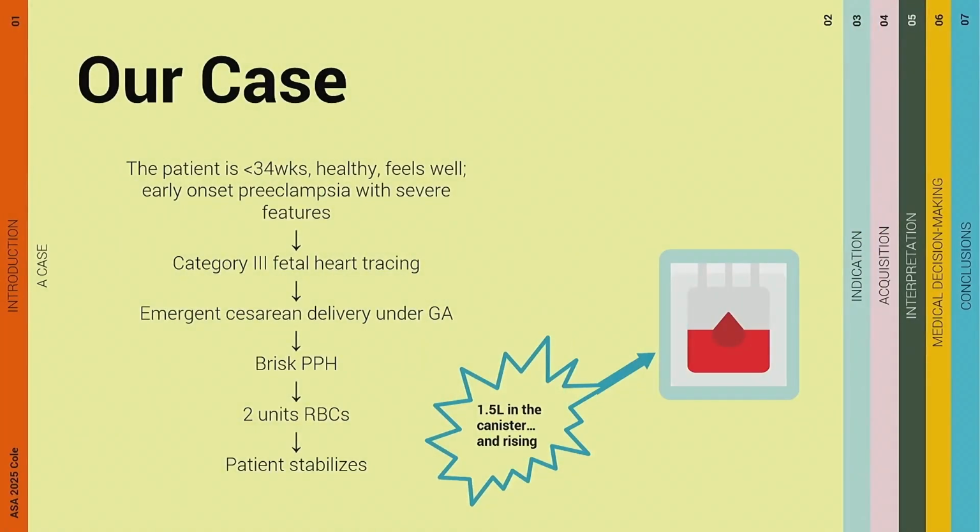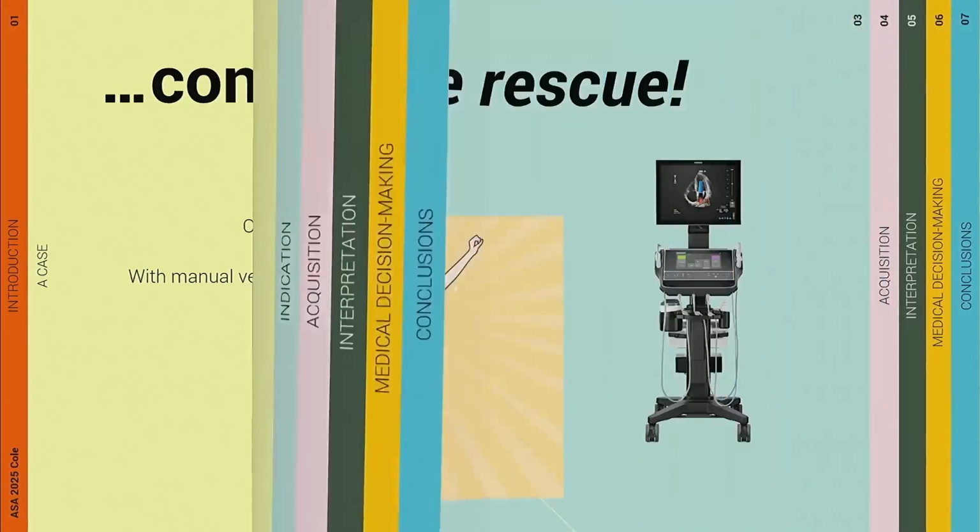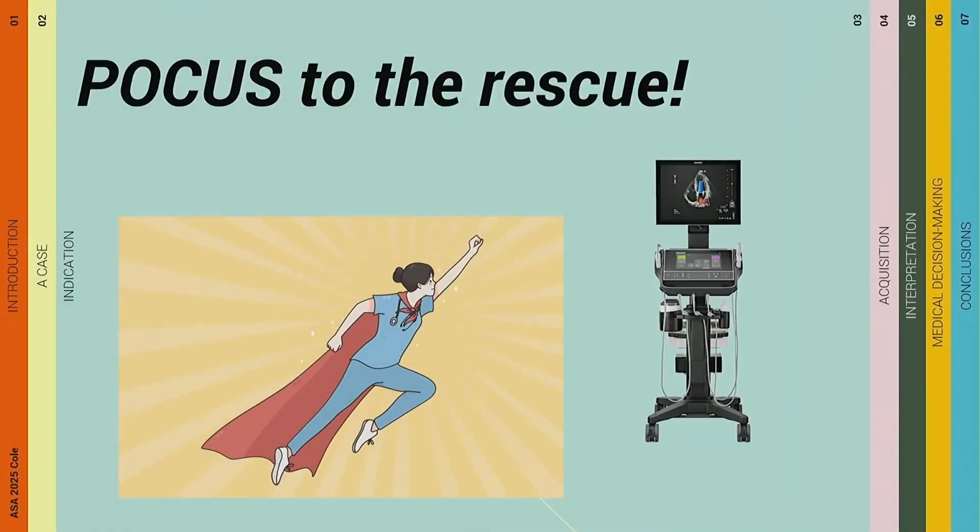So we'll start with a case. In this case, our patient is less than 34 weeks. She's healthy. She feels well. She does have early onset preeclampsia with severe features. She presents with a category 3 fetal heart tracing and requires an emergency C-section under general anesthesia. Shortly after delivery, she develops a brisk postpartum hemorrhage requiring 2 units of transfusion, and then she stabilizes until her oxygen saturation drops to the low 80s. You switch to manual ventilation, you give her 100% oxygen delivery, but it doesn't really help too much, and you can't figure out what's going on. So what do you do? That's where POCUS comes to the rescue. You can tell I like rhymes.